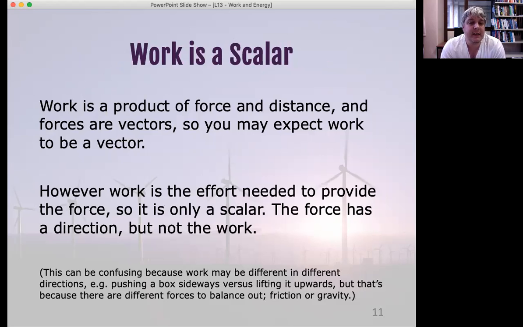Work is a scalar. It can be confusing because work may be in different directions, and it may have different values going in different directions. It may take a certain amount of work to push a box one way and a different amount to push it a different way, and so on. Pushing a box sideways versus lifting it upwards is going to be different amounts of work. So you may think the work has a direction involved in it, but it doesn't, because the forces involved have that direction that can change the amount of work needed, but the work itself is still a scalar. It's just the amount of effort that we're defining as work.